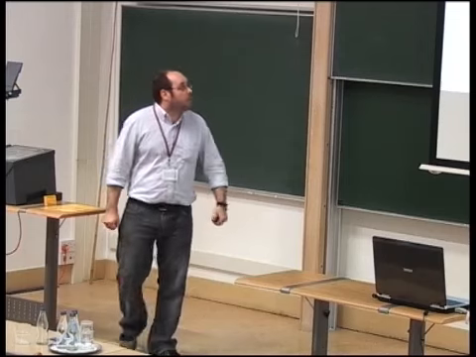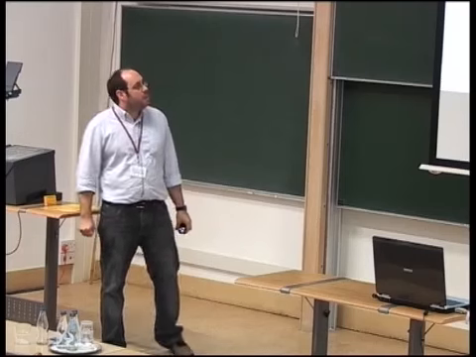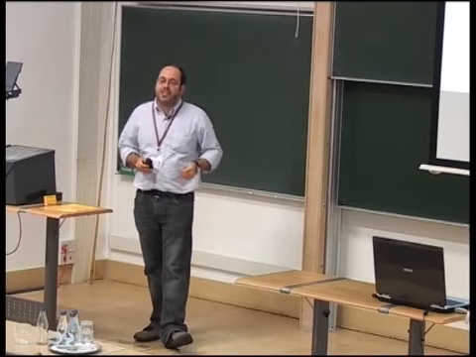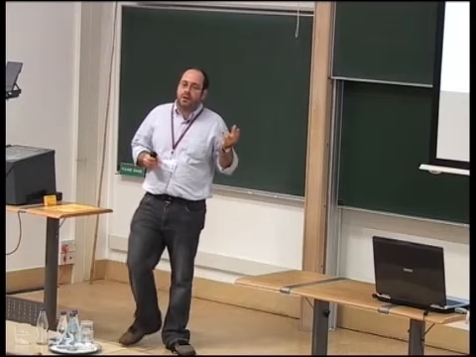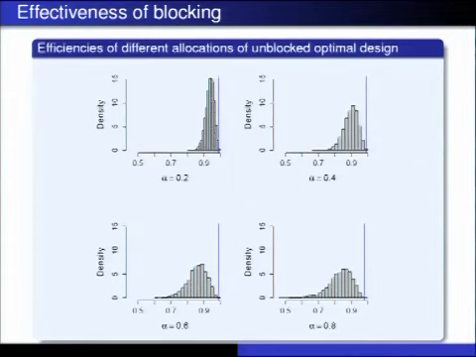Well, what I've done here is take a sample of 10,000 different allocations of the optimal unblocked design to 16 runs, sorry, 4 blocks of 4 runs each. And I've just picked them at random, okay? So there were somewhere between 2 and 3 million combinations in total. I've looked at 10,000 of them here.